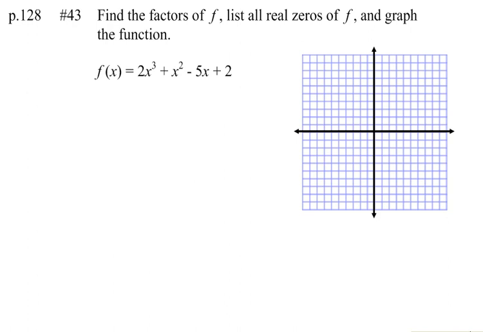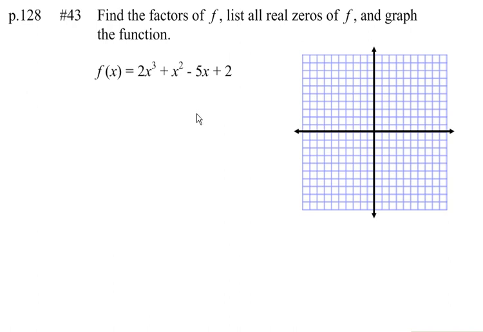Page 128, problem number 43. Find the factors of f, list all real zeros of f, and graph the function. And we're given a function, f of x equals 2x cubed plus x squared minus 5x plus 2. Well, let's tackle this one thing at a time.